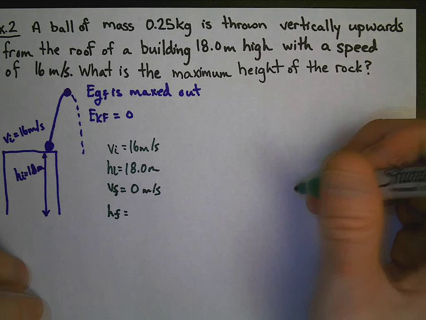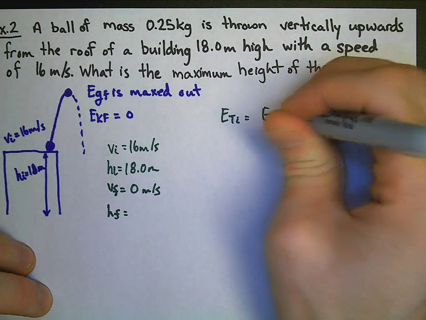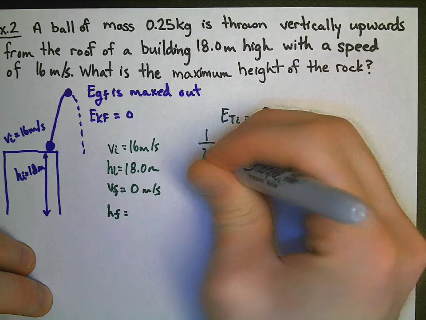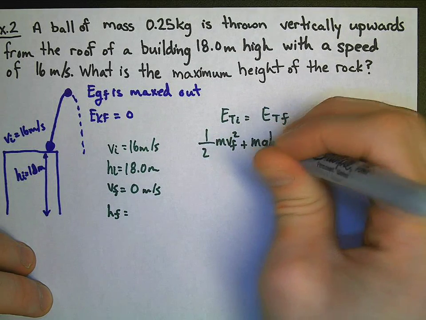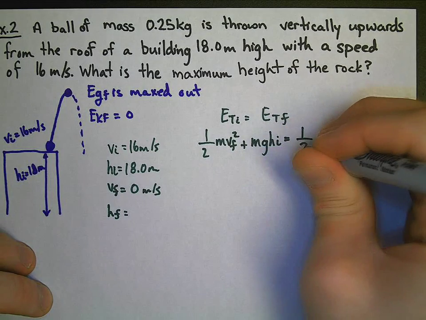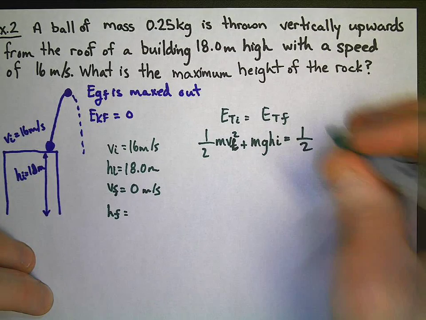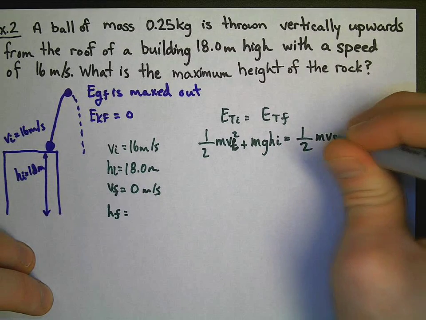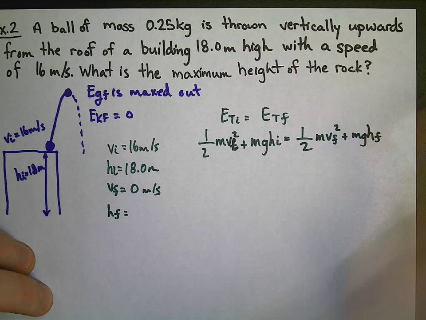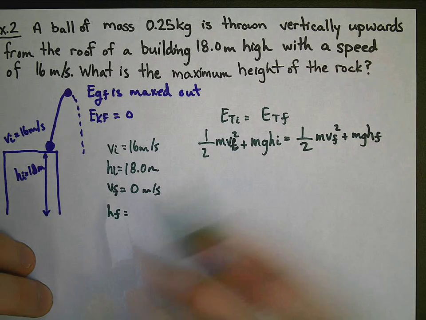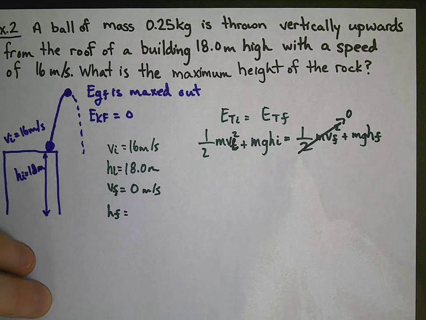So ETI is equal to ETF. I like how I'm switching I's and F's there. Let's keep the I's on the left-hand side. 1/2 mvf squared plus mghf. And due to the fact that vf is 0, this term here completely disappears. And we're looking to solve for what hi would be.